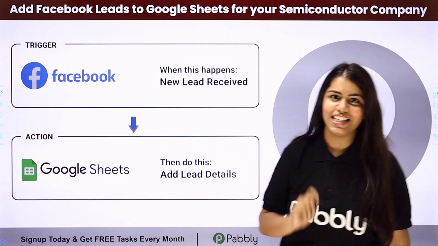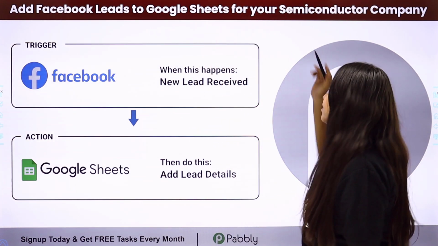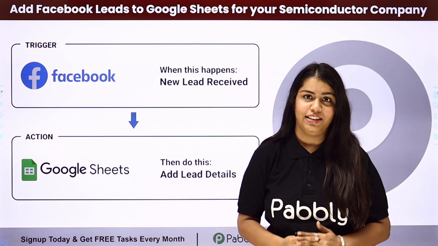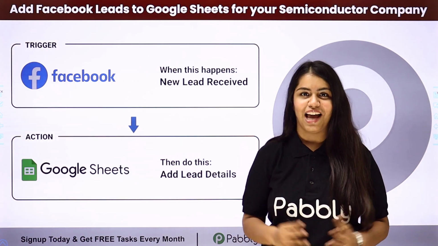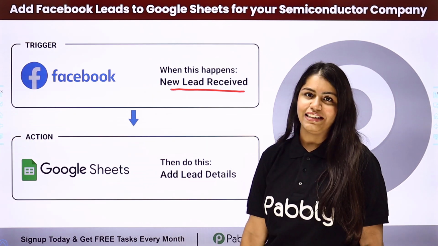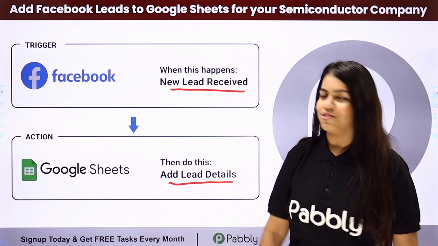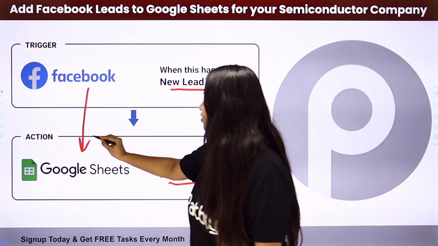The title of our today's video is How to Add Facebook Leads to Google Sheets for your semiconductor company. So I'm running a semiconductor company, and to promote my company I'm running lead ads, and I wish that whenever I receive a new lead, automatically the details of that lead should be added to my Google Sheets. For this, we have to create an integration between Facebook and Google Sheets.